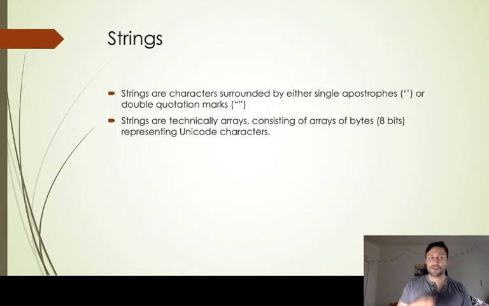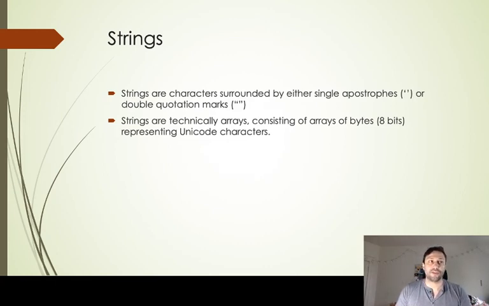So now let's actually talk more about strings. Strings are blocks of characters that are surrounded by either single apostrophes or double quotation marks. Strings are technically arrays, which consist of a bunch of bytes representing Unicode characters. There's a concept called character sets that you'll have on different operating systems. There is ASCII, Unicode 16, and Unicode 32, and the different character sets will have either different characters or more characters than another one.